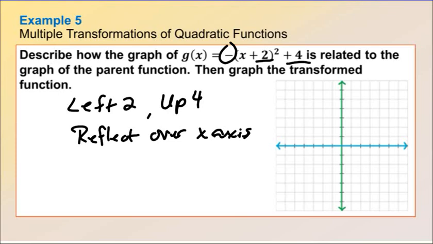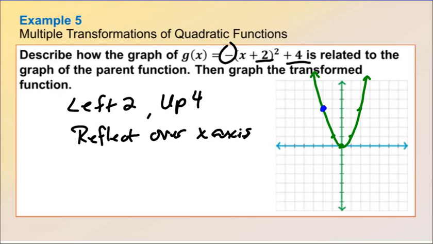So if I graph this one, normally I have it at 0, 0, and then 1 squared is 1, 2 squared is 4, 1, 2, 3, 4. So here's the parent function. Now it's saying move the vertex to the left 2 and then up 4. So left 2, 1, 2, up 4, 1, 2, 3, 4. So here's our vertex, and then it's reflected.